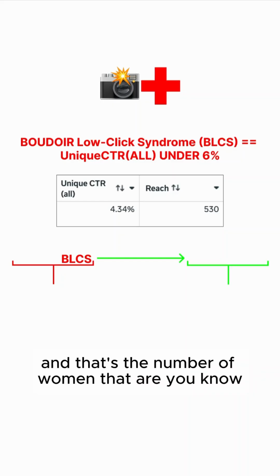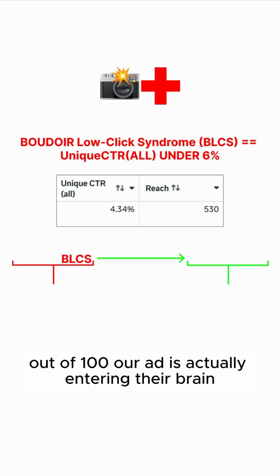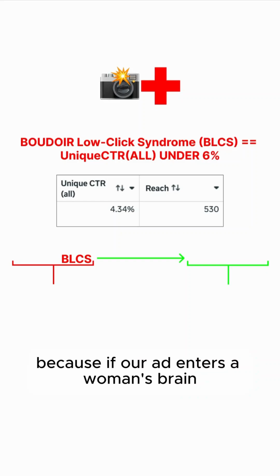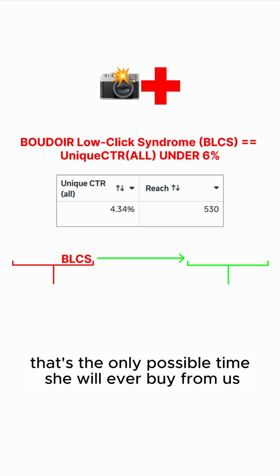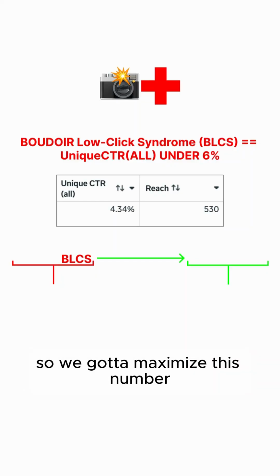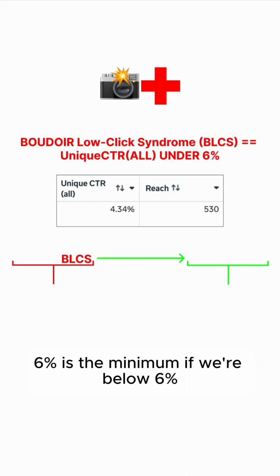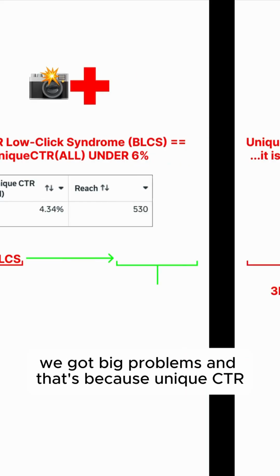And that's the number of women, out of 100, whose brains our ad is actually entering. And we care about that because if our ad enters a woman's brain, that's the only possible time she will ever buy from us. So we got to maximize this number, get it up as high as possible. 6% is the minimum. If we're below 6%, we got big problems.